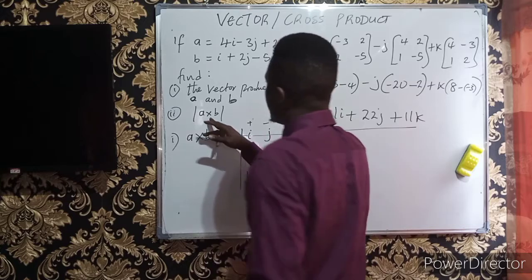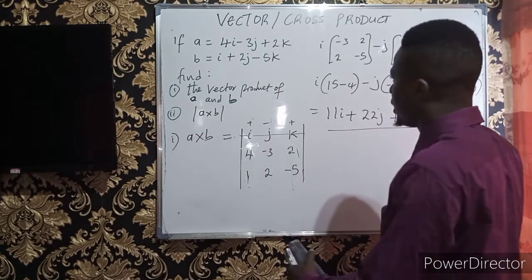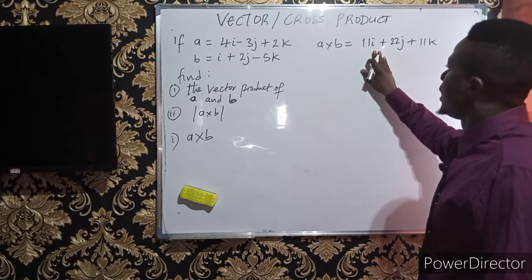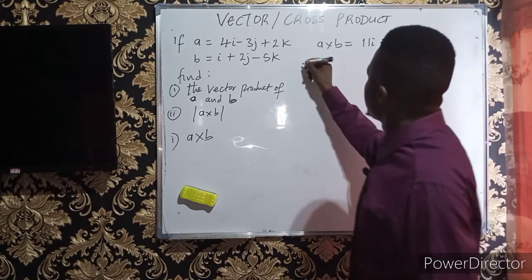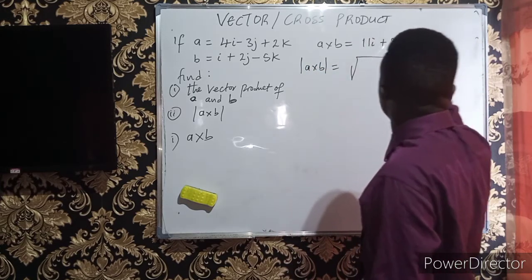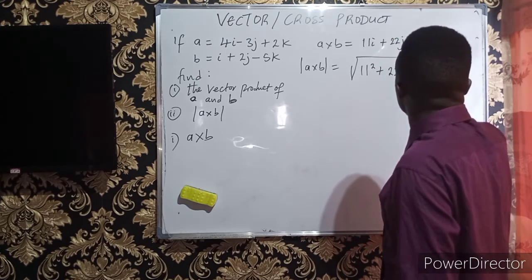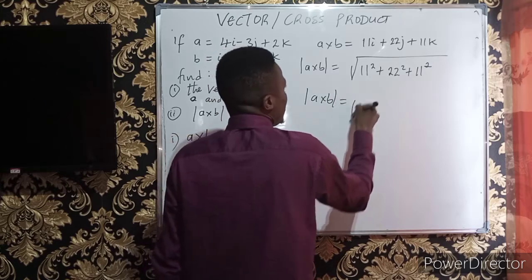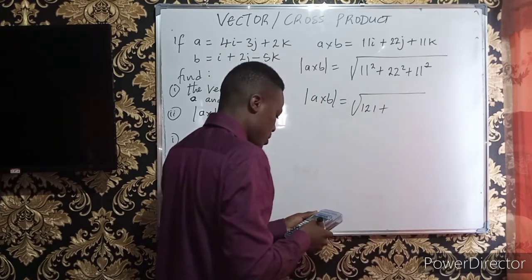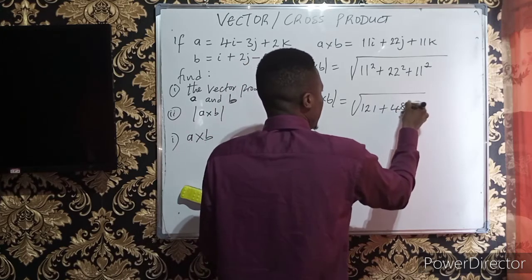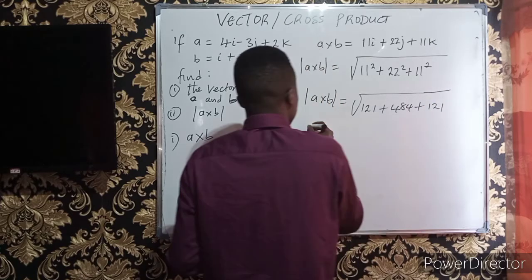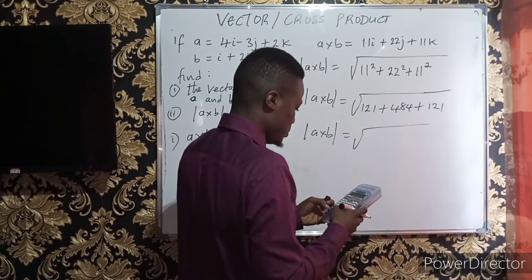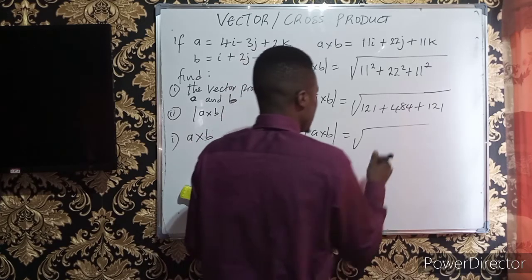Now to answer the second question, we should get the modulus or the magnitude of the product. So this is the vector product, we got it as 11I plus 22J plus 11K. To get the modulus of A times B will be the square root of 11 squared plus 22 squared plus 11 squared, that is X squared plus Y squared plus Z squared. So 11 squared is 121, plus 22 squared will give me 484, plus 11 squared is 121. I have to add 121 plus 484 plus 121. It will give me 726.